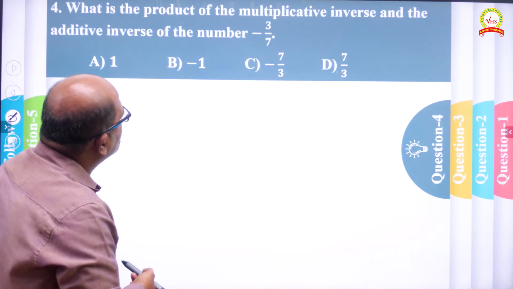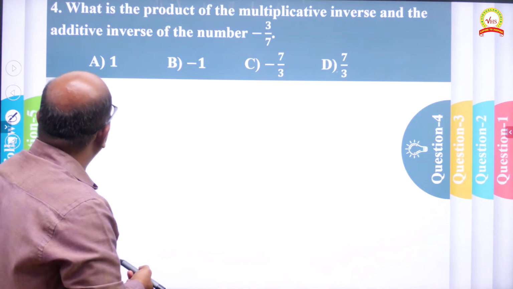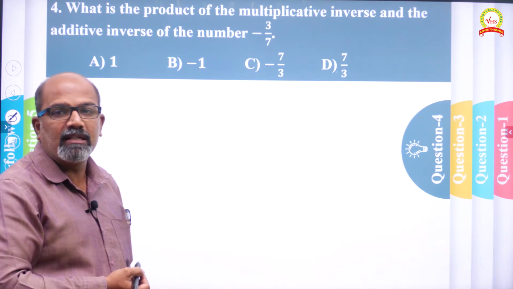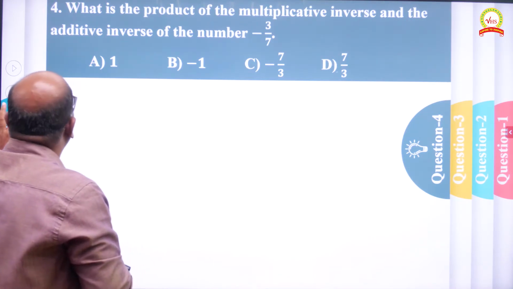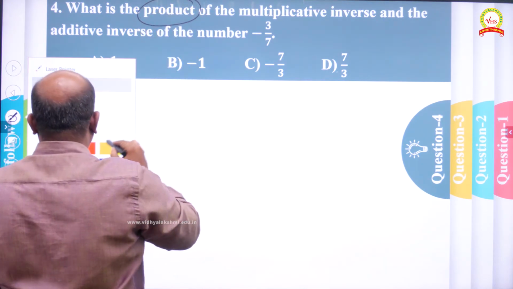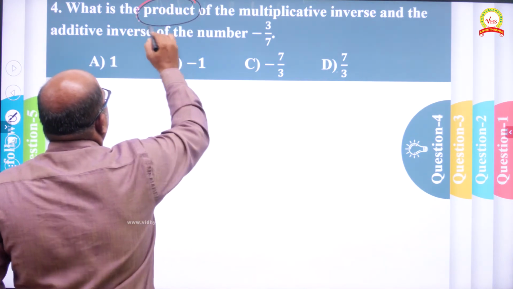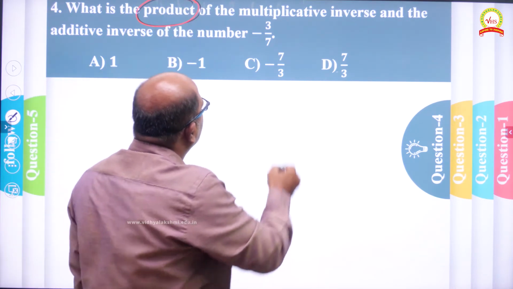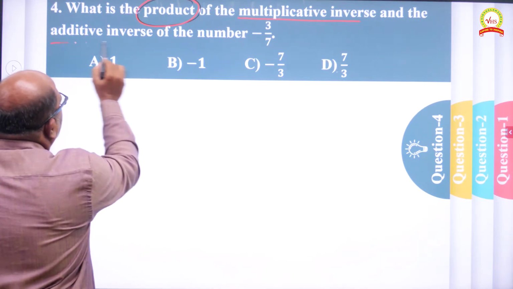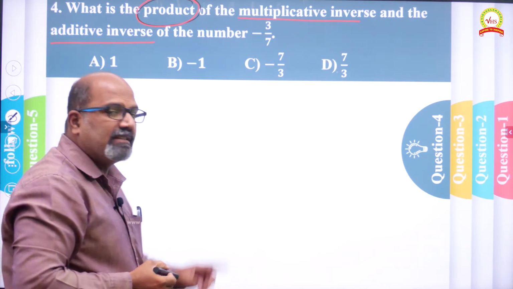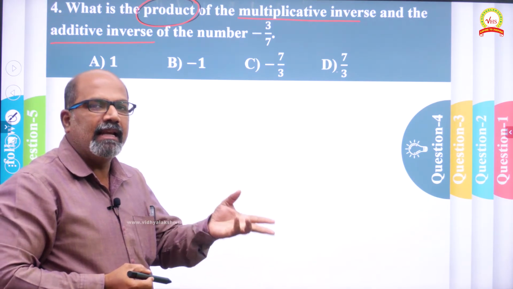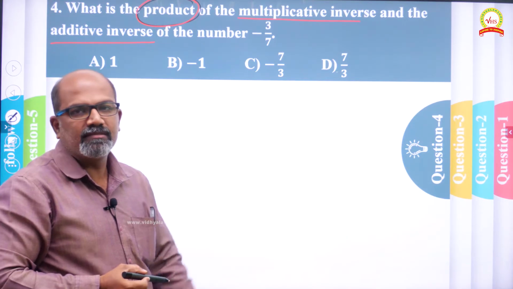What is the product of the multiplicative inverse and the additive inverse? You have to read the question carefully and understand it. See, what is asked here? We have to find the product of the multiplicative inverse and the additive inverse. So first of all, we have to find the multiplicative inverse and the additive inverse, and only then can we go for finding the product.